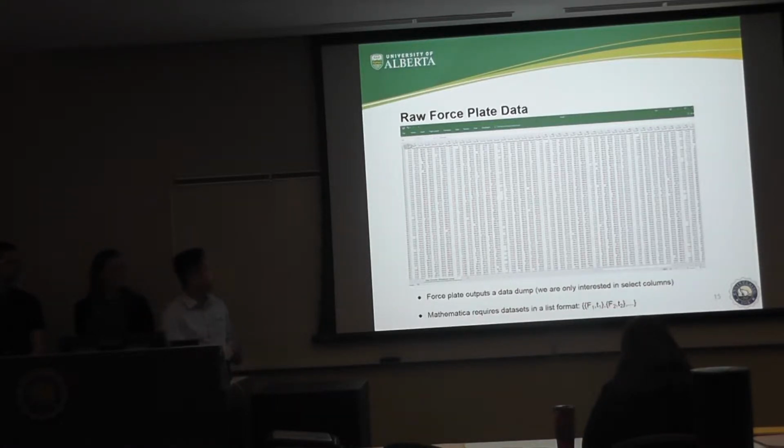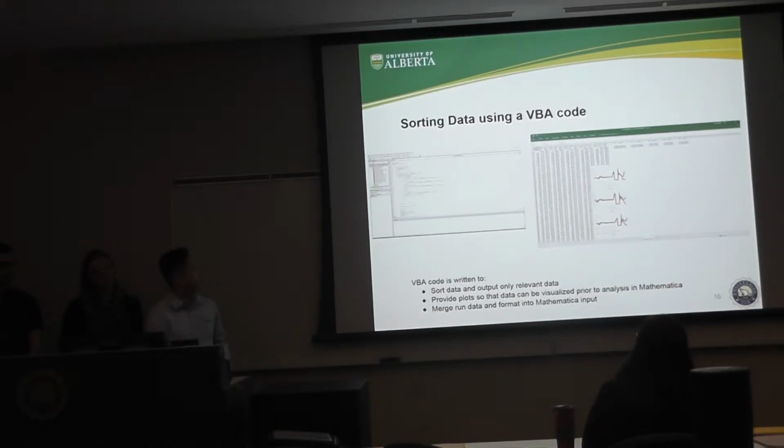Data from the force plate usually comes in an Excel file like this. So there's a lot of data that we do need, and there's a lot of data that we don't need. So we created a code on VBA that actually takes only the data that we need, which is the normal forces, and it gives us a plot for each run. There's 5 of them, so 2 of them are not shown here.